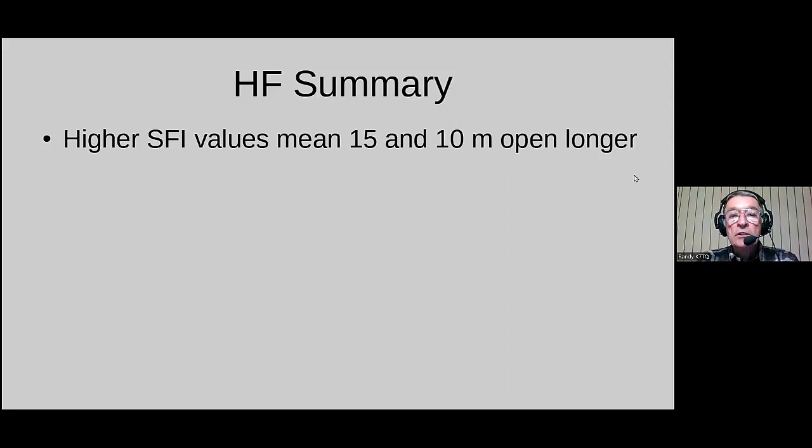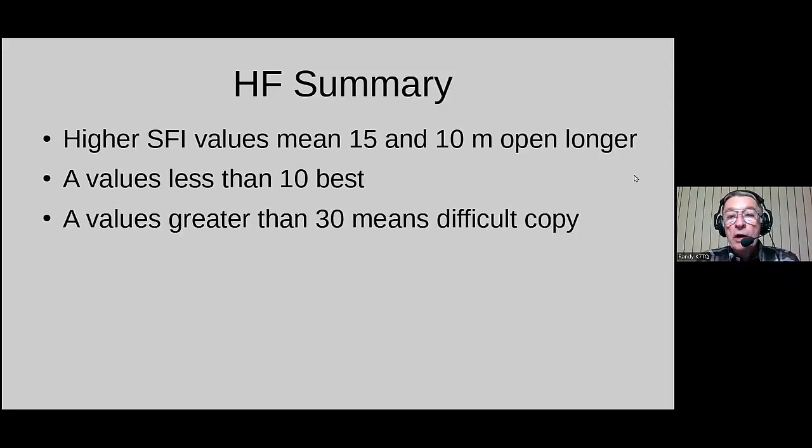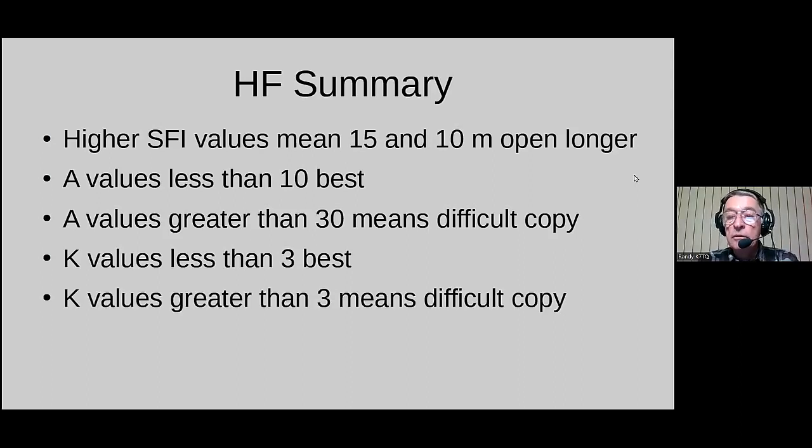So to summarize all this, for HF, higher solar flux values means 15 and 10 are open longer. An A value of 10 is good. That's what you'd like to see, but you can still make contacts at the higher numbers as well. An A value greater than 30 means it's going to be hard to copy people, but still, again, you can make contacts. A K value of 3 or less is what you would like to see. Greater than 3 means the copy is more difficult, but again, you can make the contacts.